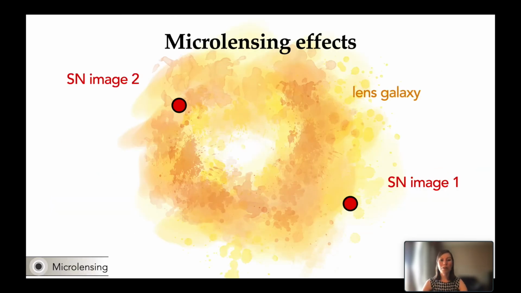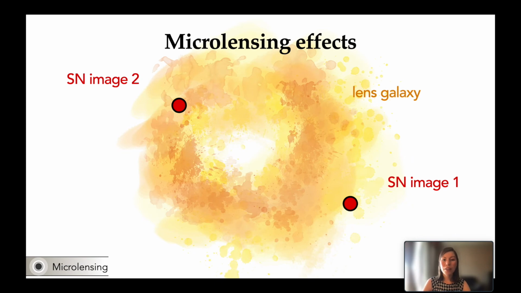So now let's talk about microlensing. So as I said, these are additional magnification contributions from stars and substructure in the lens galaxy. And for lens supernovae, since the images are typically a bit closer to the lens galaxy, this can have an important effect. And that's why we also wanted to investigate how it would impact our results.